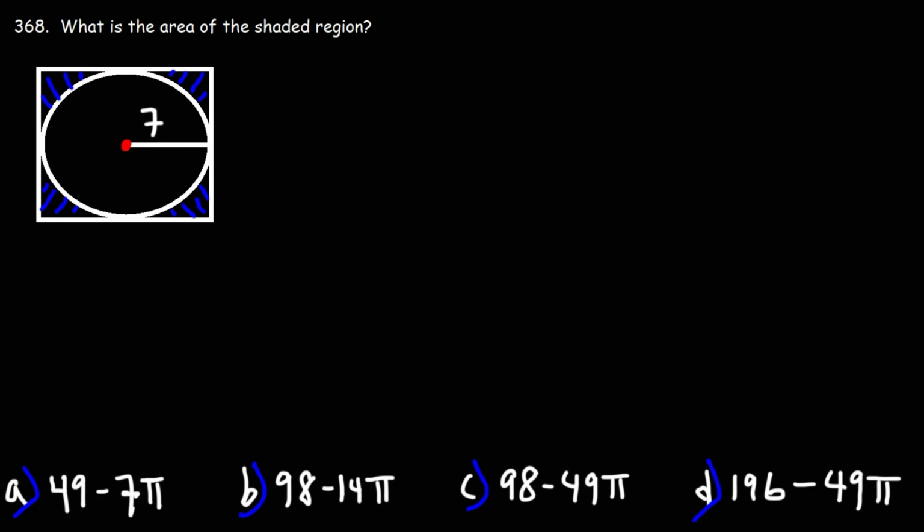Number 368. What is the area of the shaded region? Feel free to pause the video if you want to try this. The area of the shaded region is going to be the difference of the area of the square minus the area of the object on the inside, that is the area of the circle.